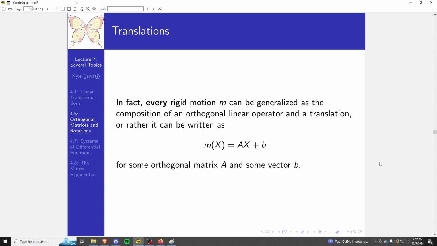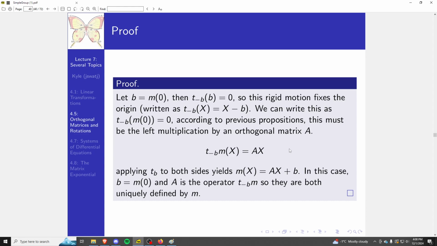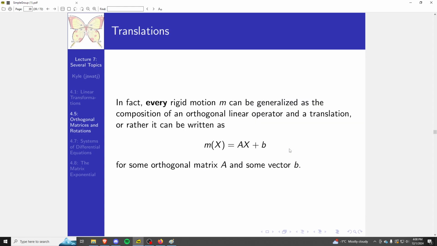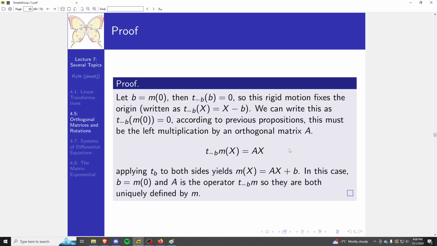And every rigid motion can be generalized as the composition of an orthogonal linear operator and a translation. Someone else also said this, and the person with the mapping profile picture in chat said this as well. And so we can write it as Mx equal to Ax plus b for some vector b, right? What are we proving? Oh, we're proving this. We're proving that it can be written as that.